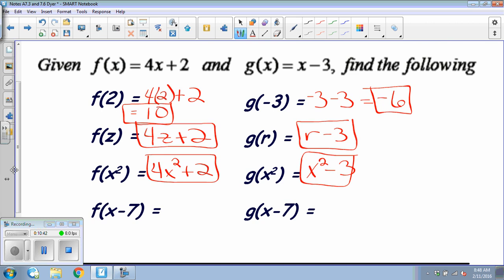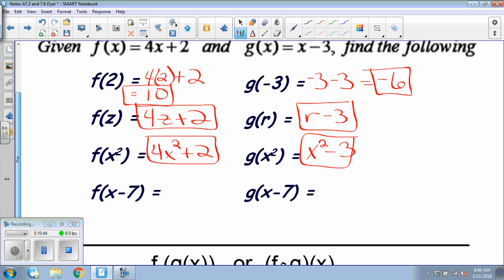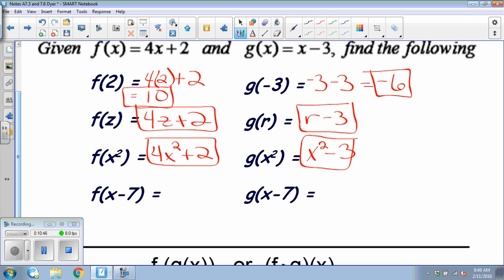We're still just replacing x with whatever they tell us to. We're following directions. So we have to find f of x minus 7. I'm going to replace x with x minus 7, and then I simplify. Instead of x, it changed to x minus 7.